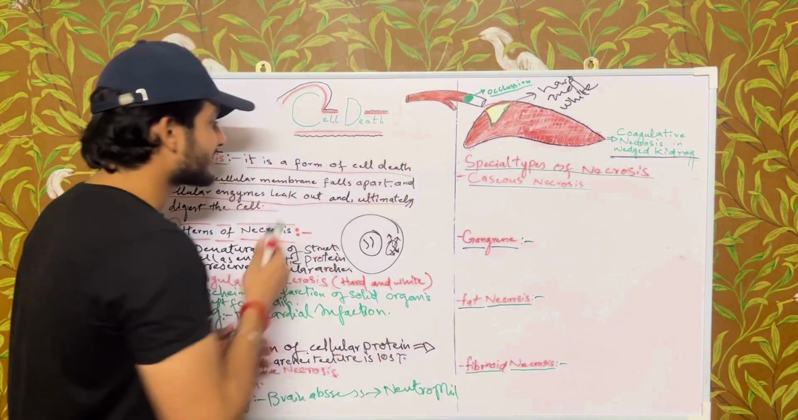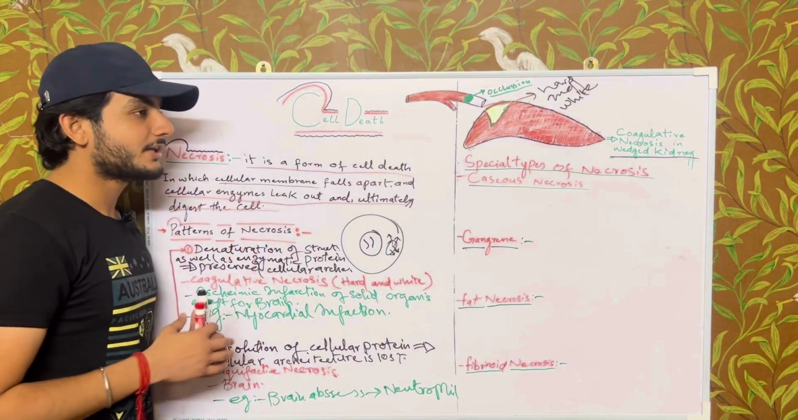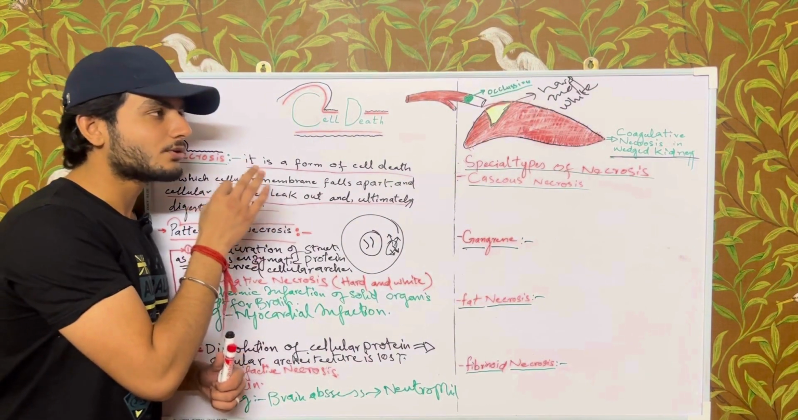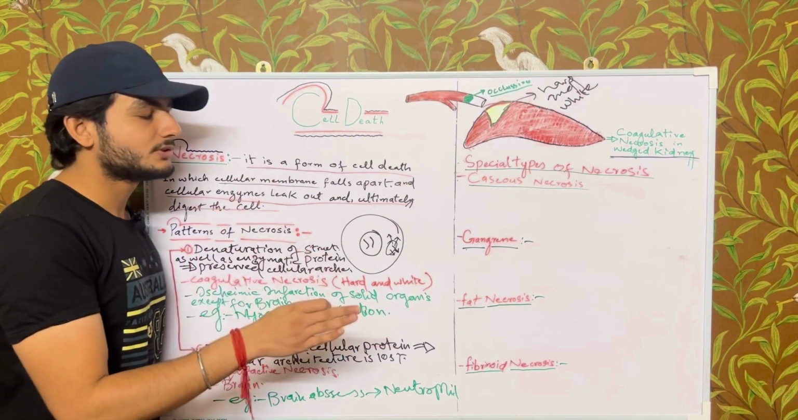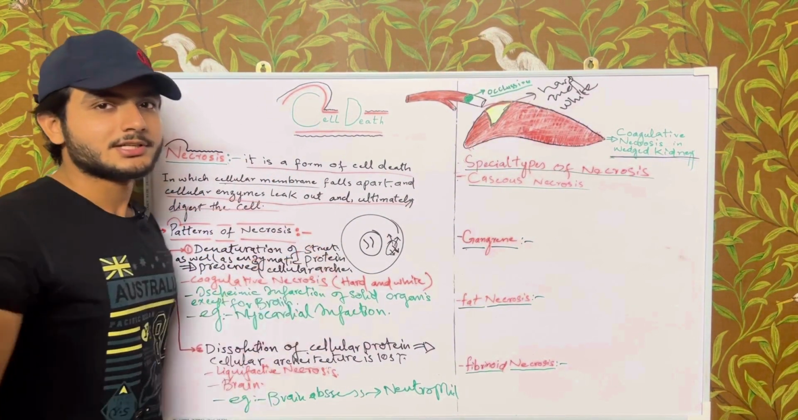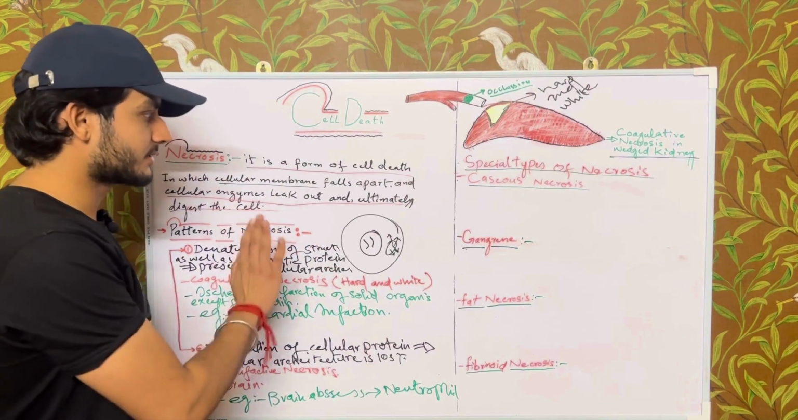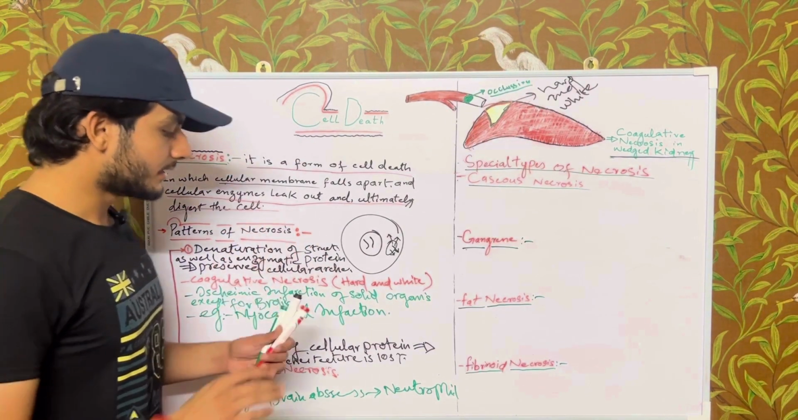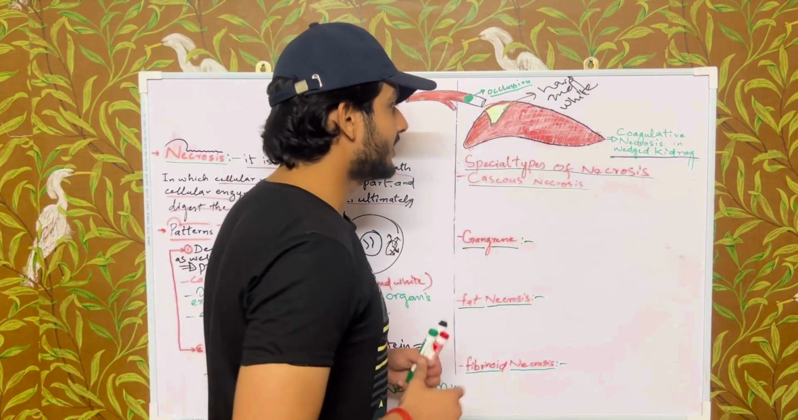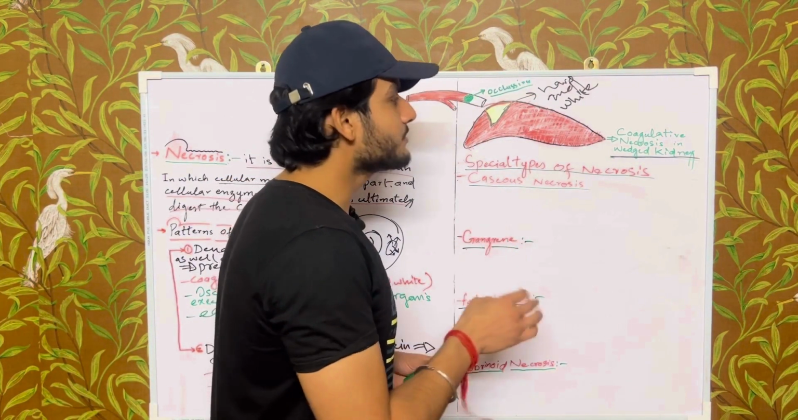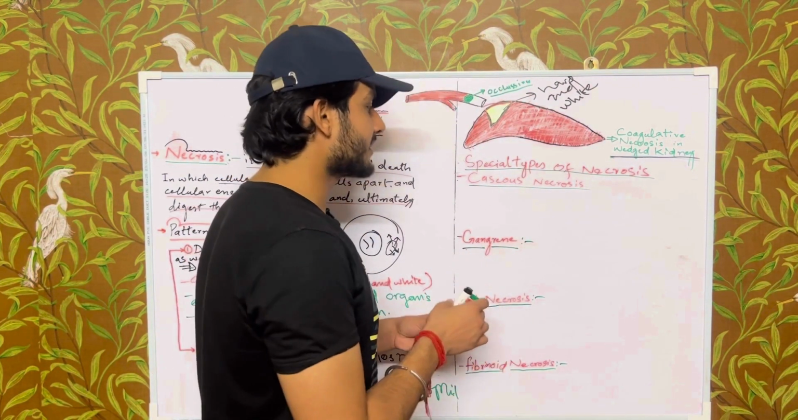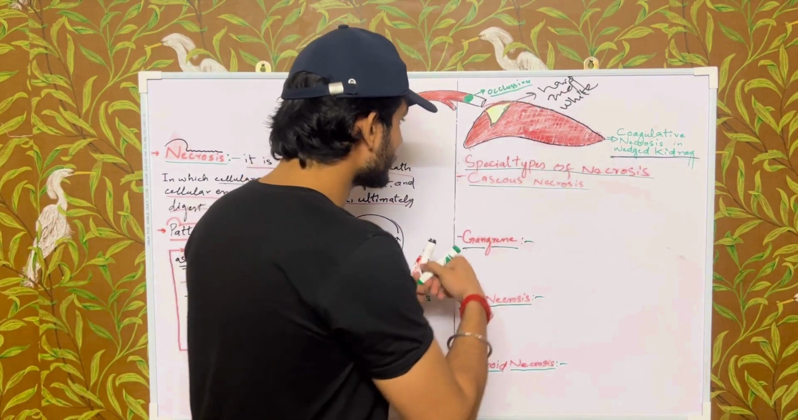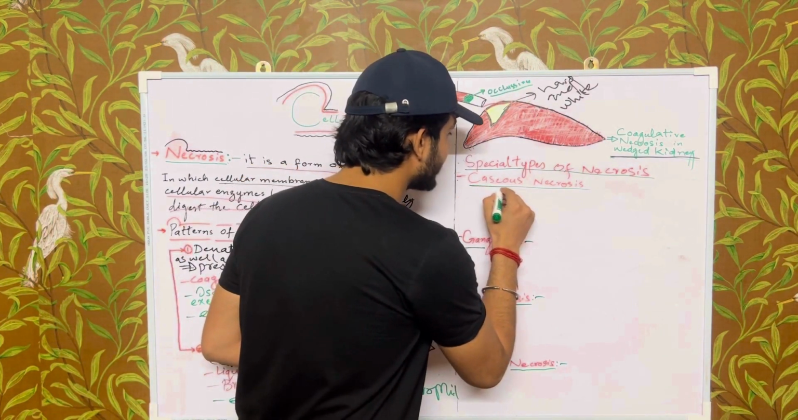Now we must remember one extra point, that necrosis is always pathological, so there won't be any physiological necrosis. You must clearly remember this point. Now we have special patterns or types of necrosis as well, so let's discuss them one by one. Firstly, we have caseous necrosis.